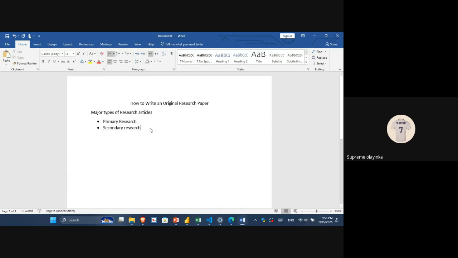So what is primary research? Primary research is just the original research paper, while secondary research covers the other types we mentioned earlier: the review articles, the commentary, the letter to editor. Those are secondary research articles. The primary research article we also call the original research paper, and this is what we want to look at today.